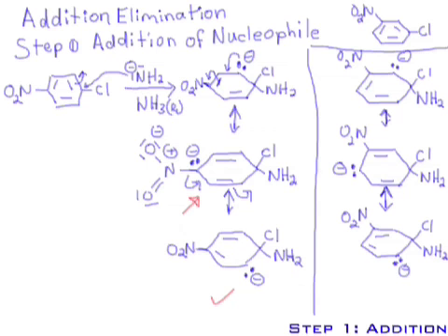But it's not just that. I could dump that lone pair here and move these pi electrons out and generate a 4th resonance contributor. And I'll draw that here.